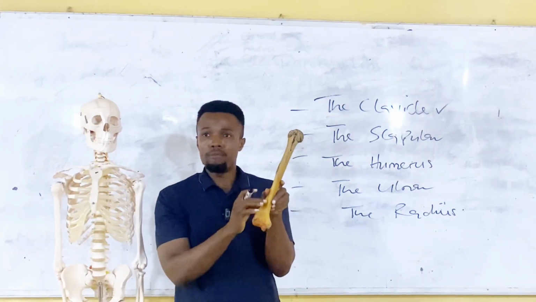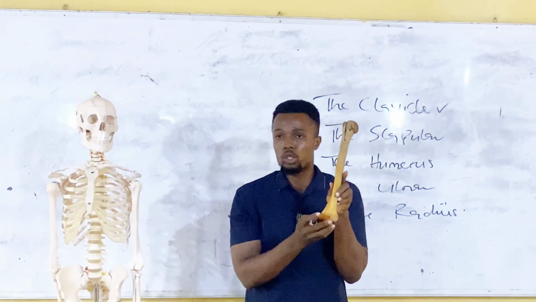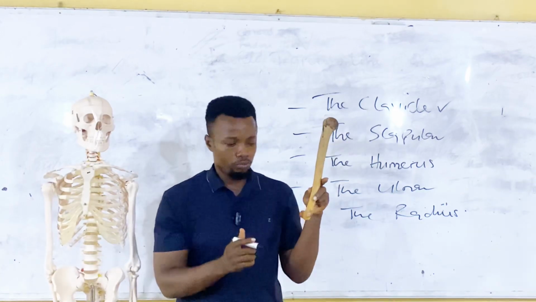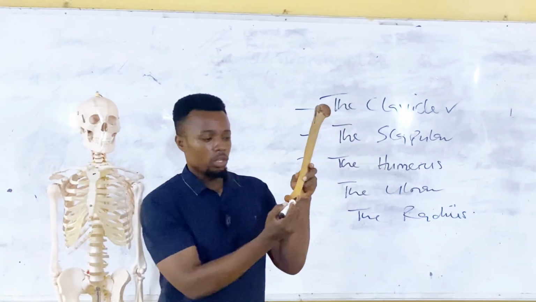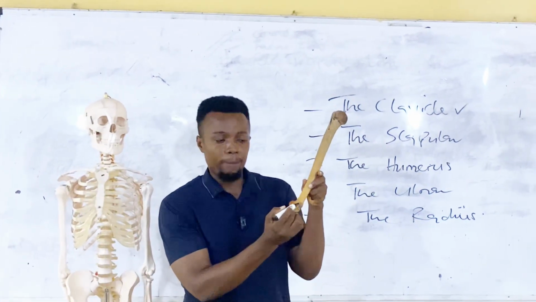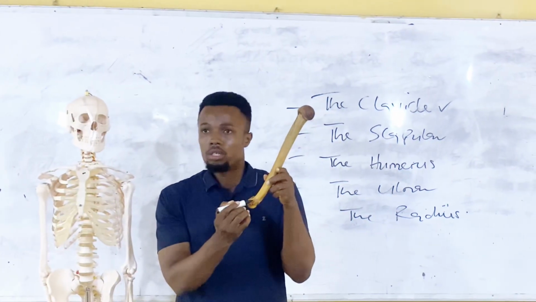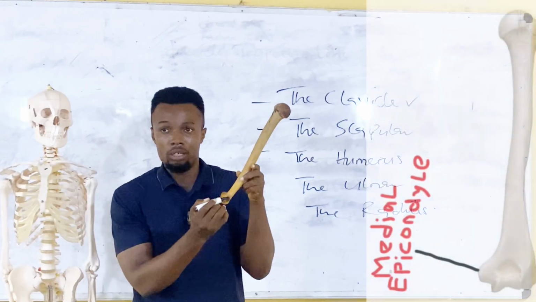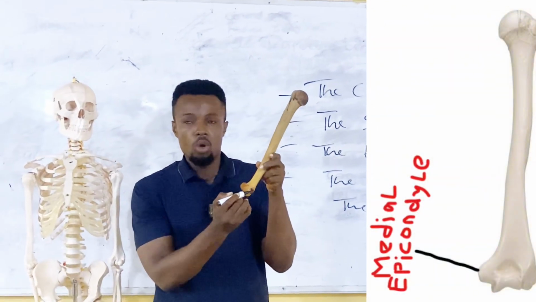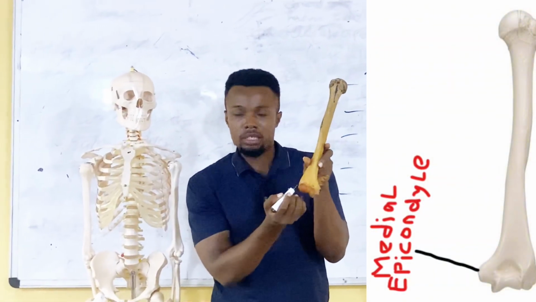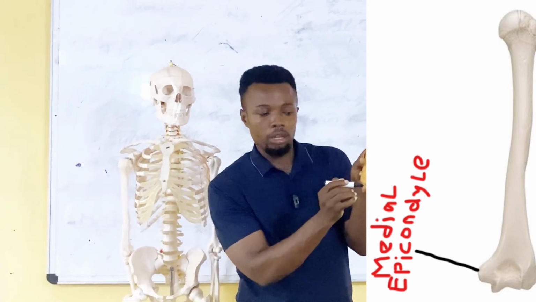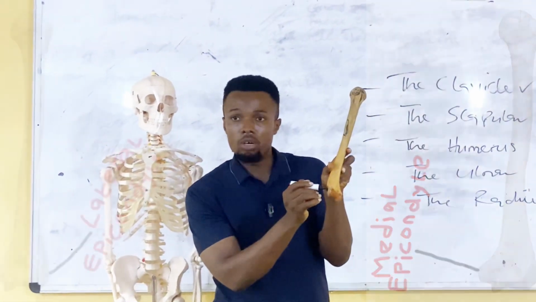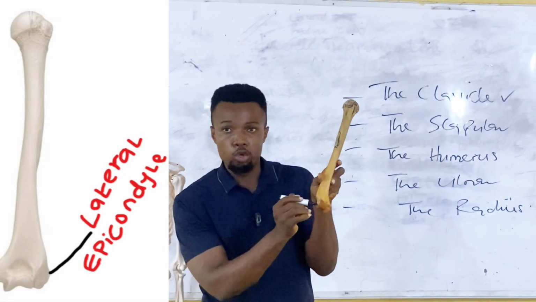Then coming to the inferior part of the humerus, we have this protrusion at the medial part. This is referred to as the medial epicondyle of the humerus, while the one on the lateral side is referred to as the lateral epicondyle of the humerus.